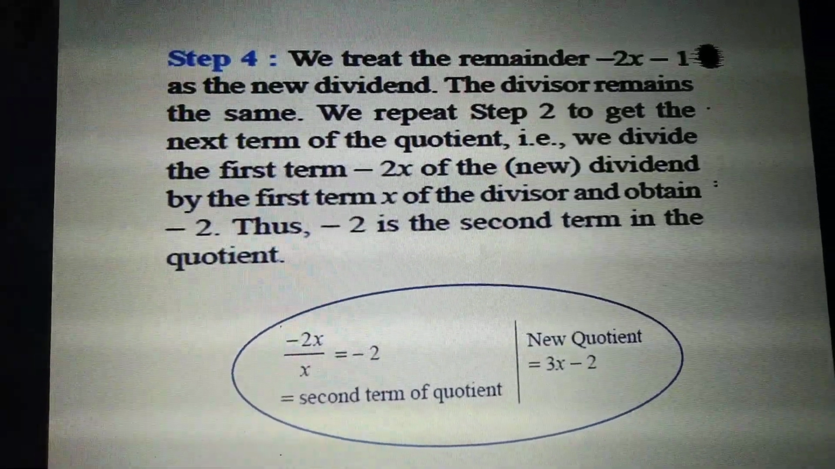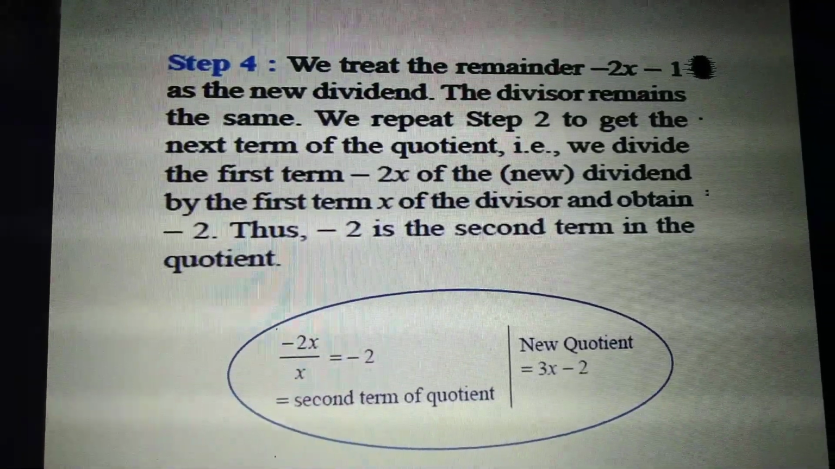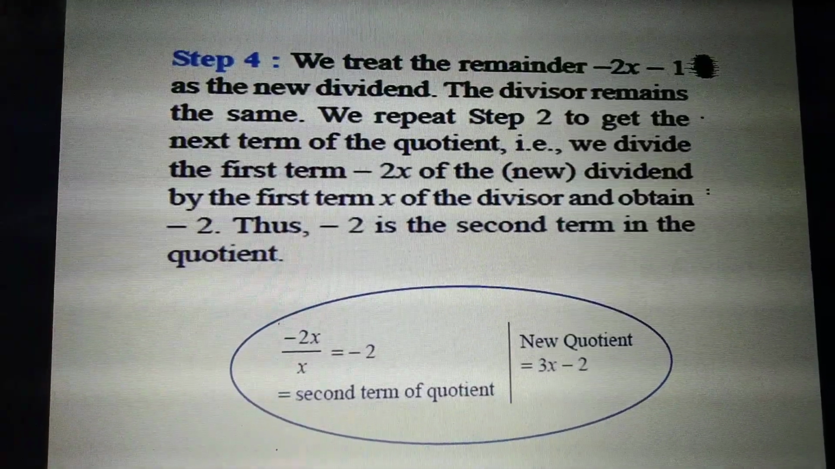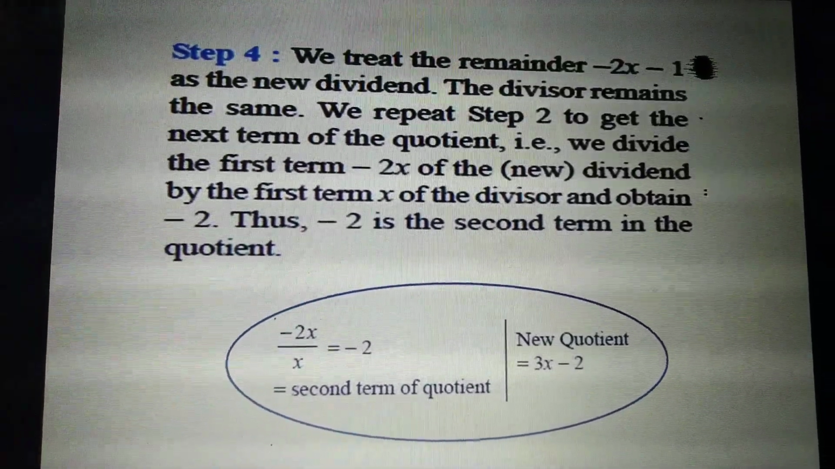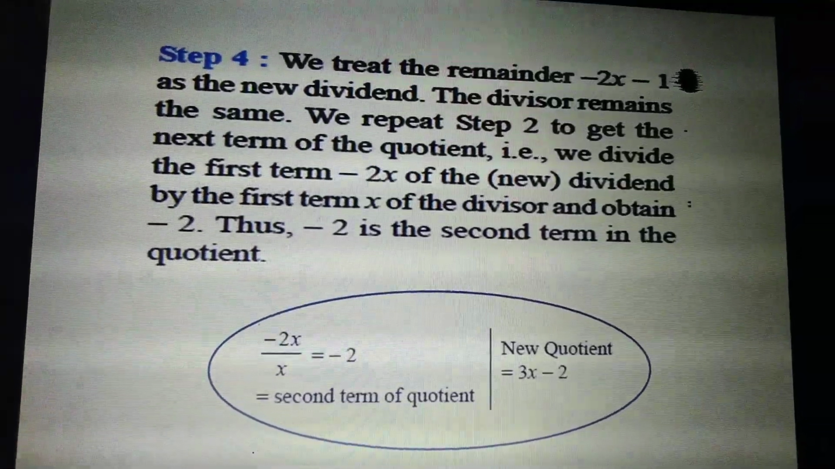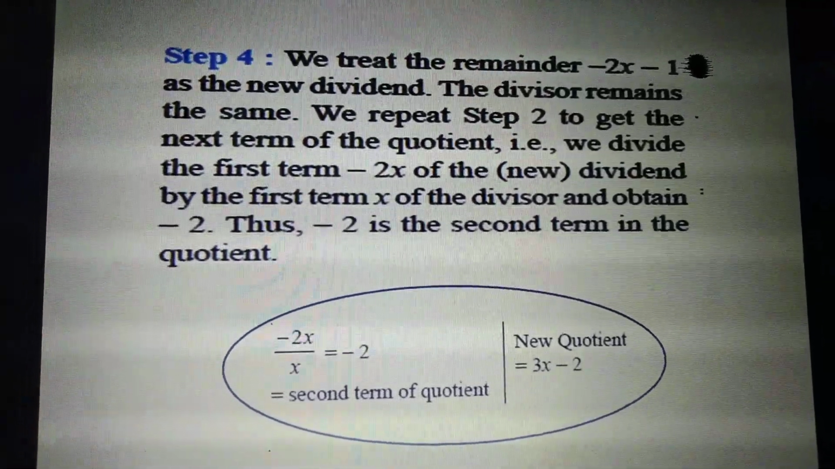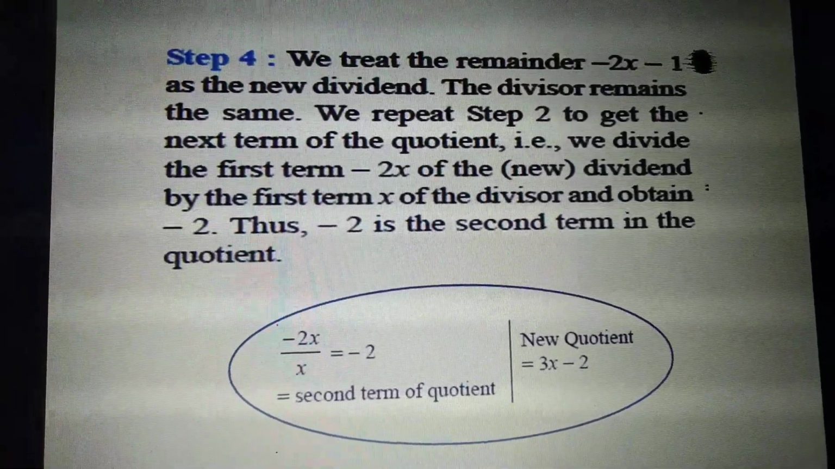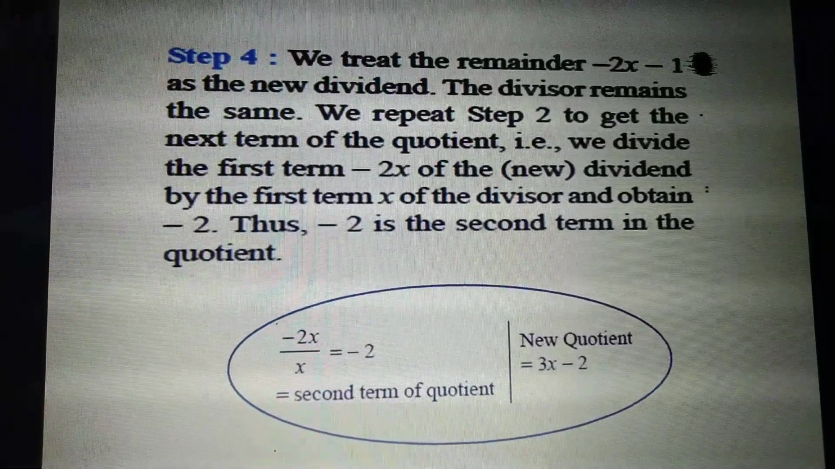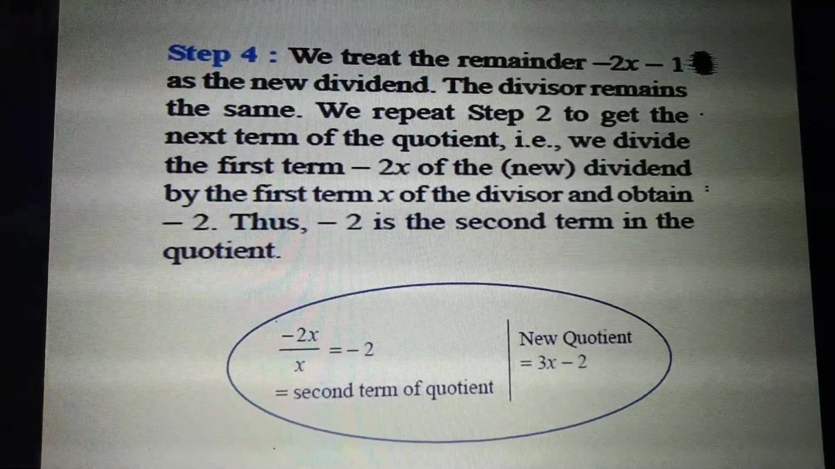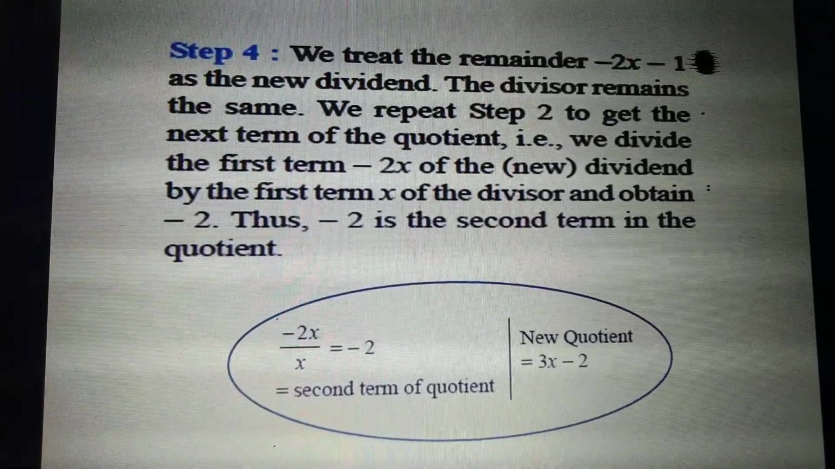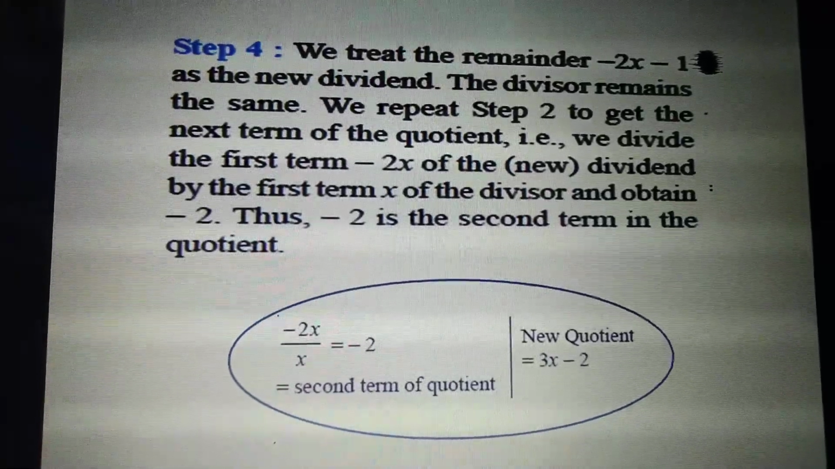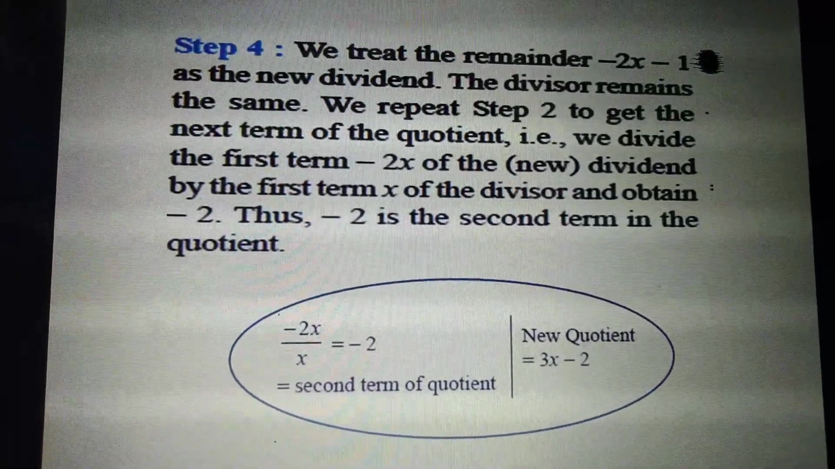The divisor remains the same. The divisor is always the same number only. We repeat step 2 to get the next term of the quotient. That is, we divide the first term minus 2x of the new dividend by the first term x of the divisor and obtain minus 2.